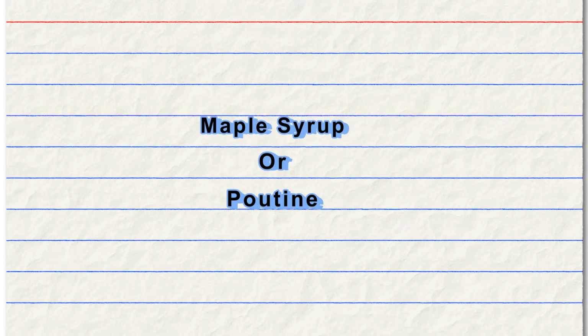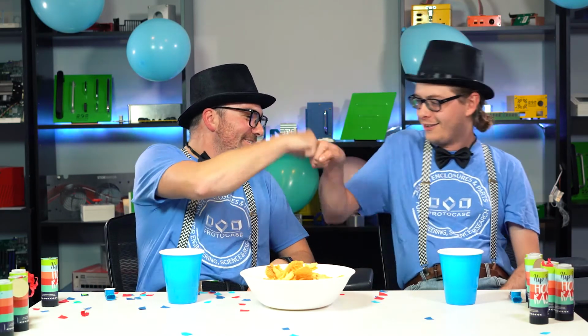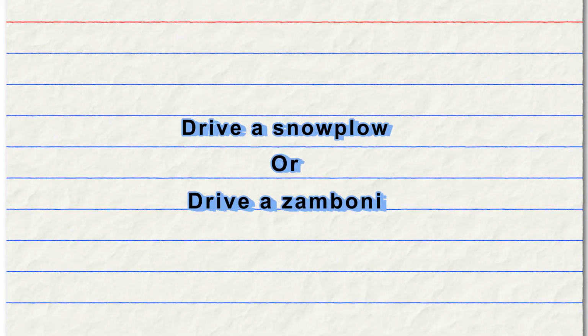All right, next question. Maple syrup or poutine? I think I'd have to go with poutine. I actually don't eat anything that comes from trees. I'd have to go with poutine only because that's gravy, man. Poutine or donair? Or poutine donair? All right, next one. Drive a snowplow or drive a Zamboni? That's a tough one. I'd actually like to see a Zamboni driven through a snowplow. Imagine the explosion. Yeah, I think I'd drive a snowplow. My uncle actually, he was a moose. He used to drive a snowplow.